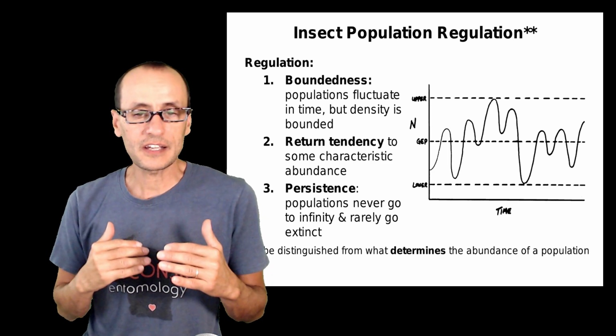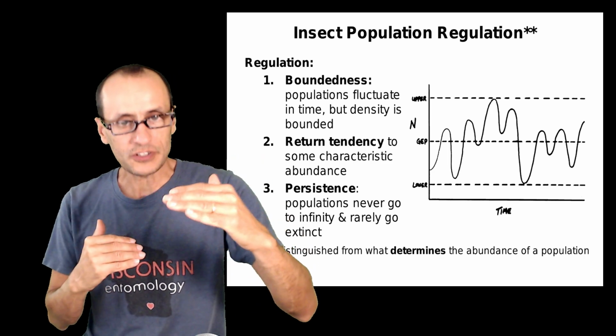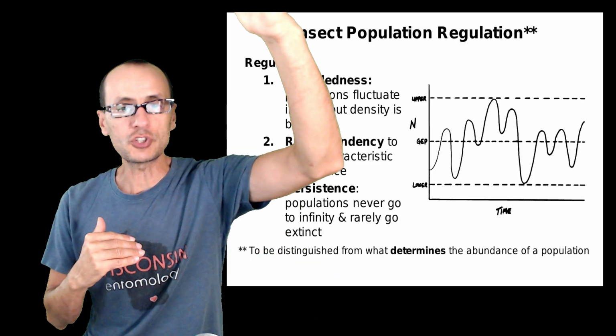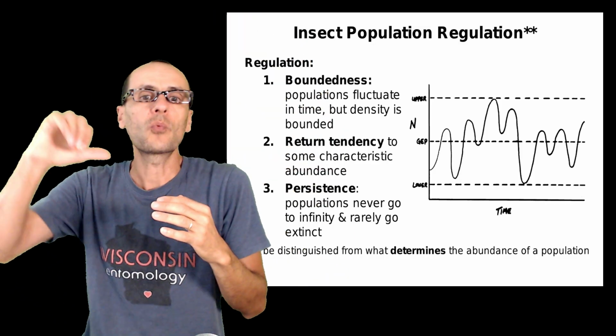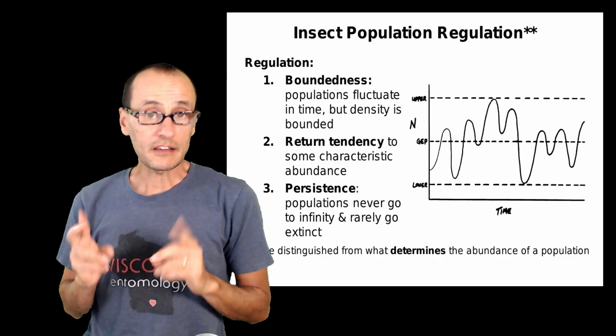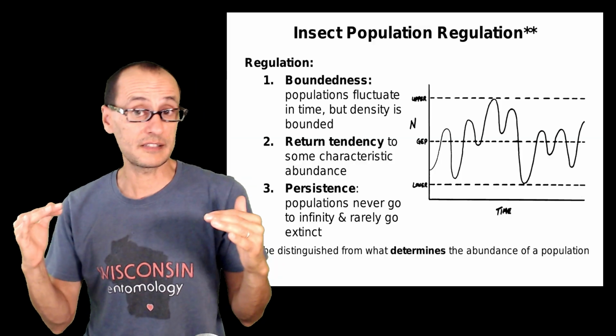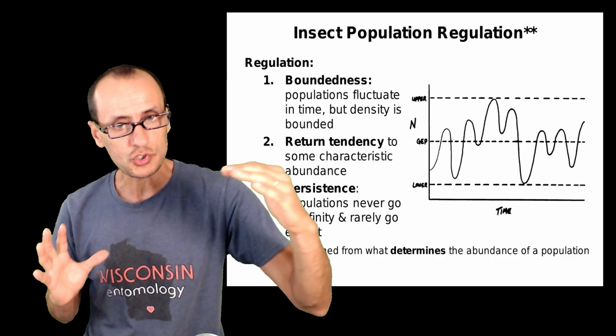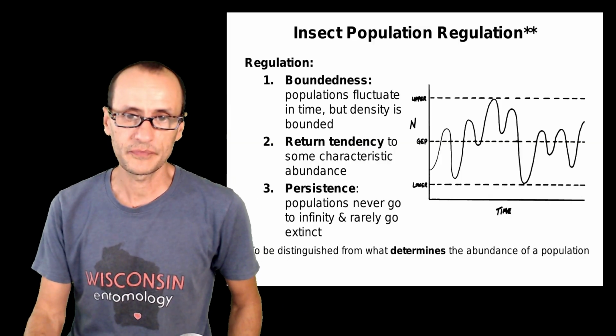That is, that populations have factors that prevent them from getting too big and rescue them when they get too small. This idea of regulation is different than how big is the population. It's really about the controls on the population.